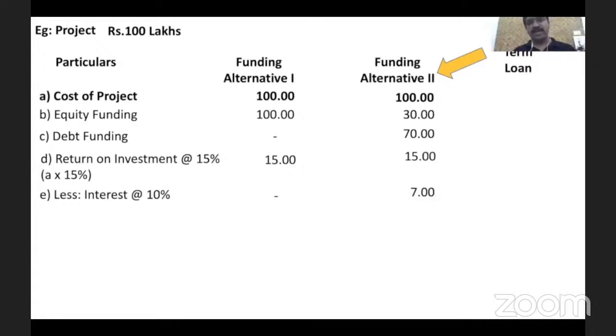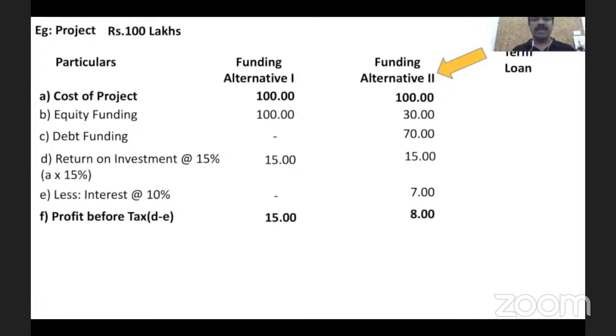So from this profits, if I deduct interest, what I will get? I will get earnings after interest, or technically it is earnings before tax or profit before tax. So what is the profit before tax in scenario 1? It is 15 lakhs. What is the profit before tax in scenario 2? It is 15 lakhs minus 7 lakhs, that is, it is only 8 lakhs. Okay, so now when you look at it, the profit has come down.